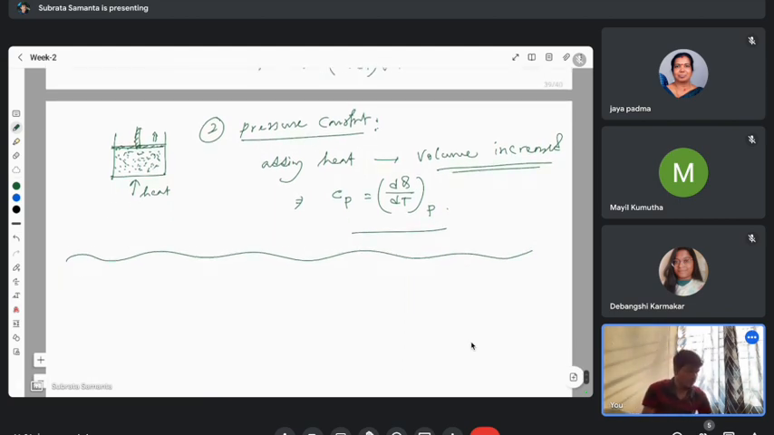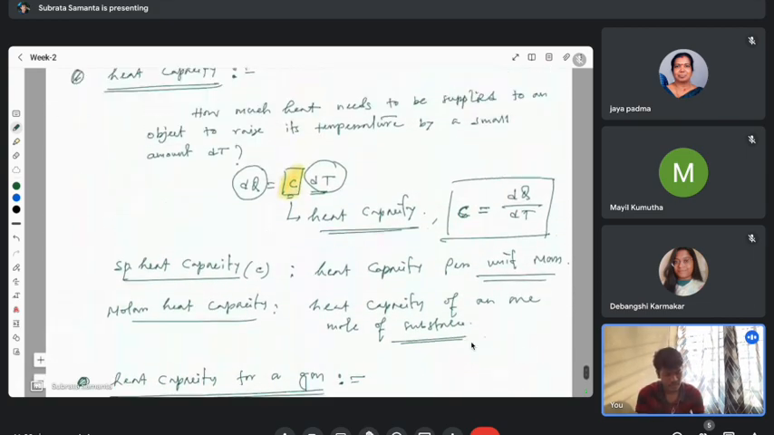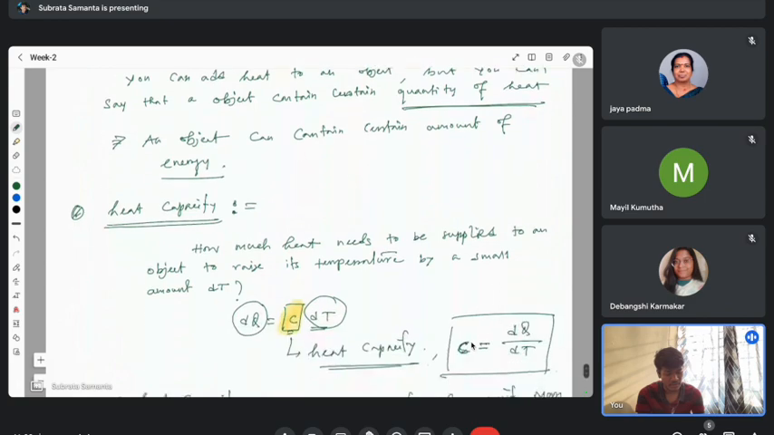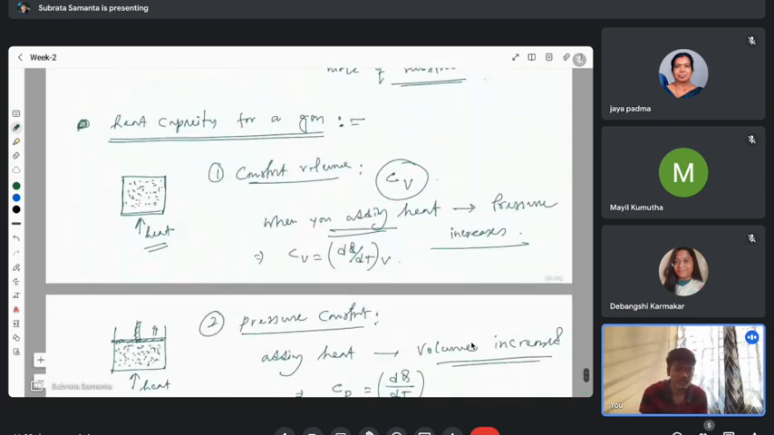Okay. So now we are going to discuss the heat capacity. Till now, the concept of this is clear, right? Any questions further?